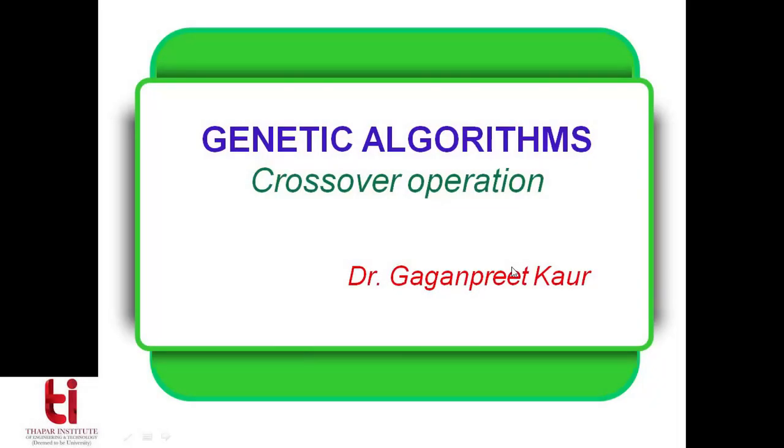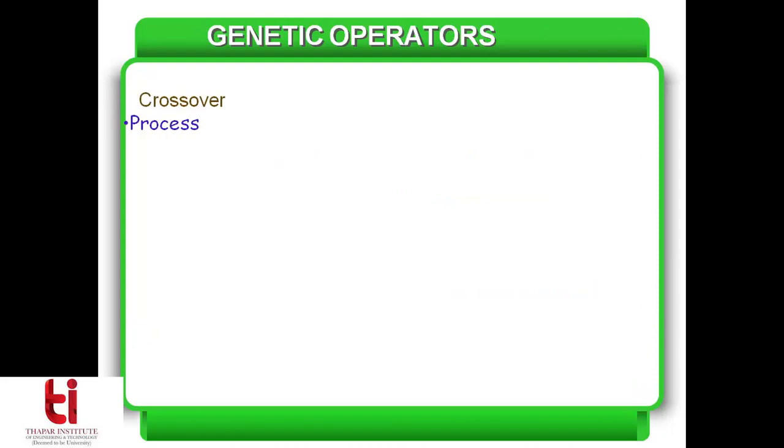Welcome everybody to this next lecture on genetic algorithms. In today's lecture, we are going to discuss the crossover operation and the different types of crossover which can be carried out. For explaining the different types of crossovers, we are going to make use of the binary encoding scheme, though depending upon the type of encoding scheme, there may be some variations which could be used. Okay, so let's get started.